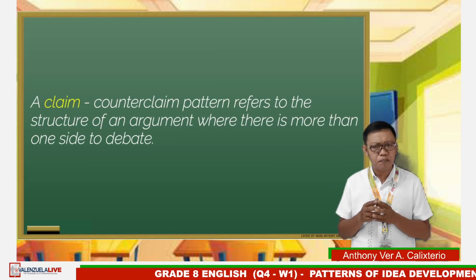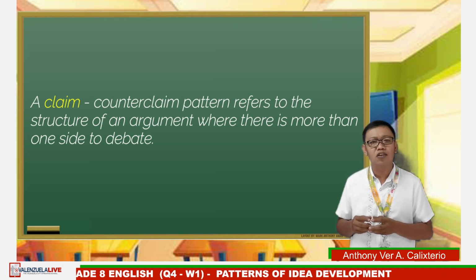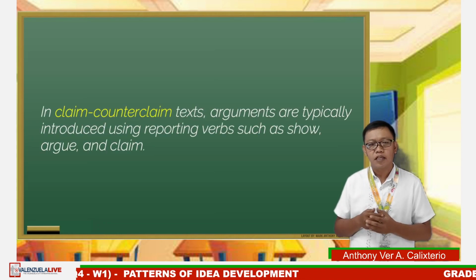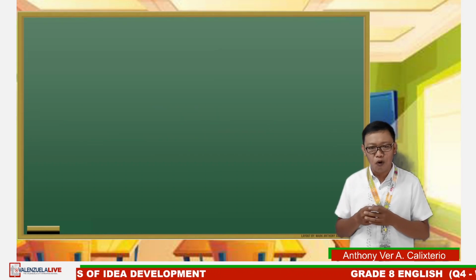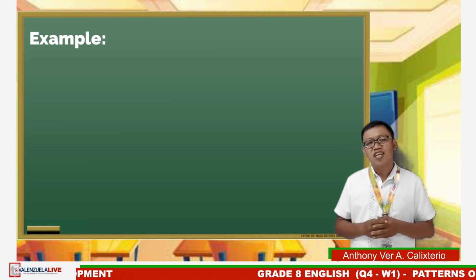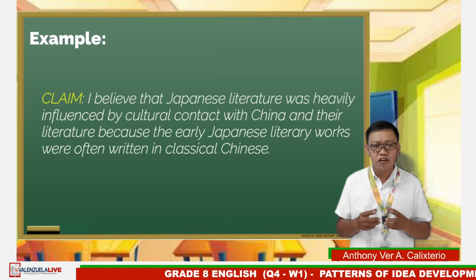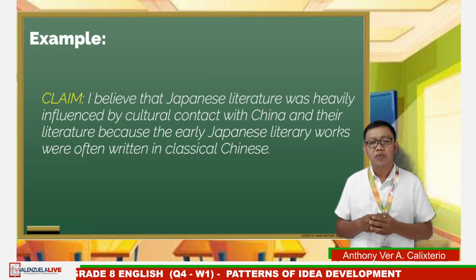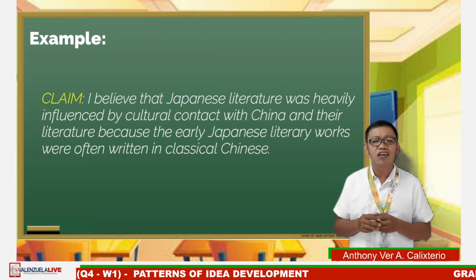A counterclaim pattern refers to the structure of an argument where there is more than one side to debate. It is very common in academic writing. In claim-counterclaim texts, arguments are typically introduced using reporting verbs such as show, argue, and claim. Example, this is a claim. I believe that Japanese literature was heavily influenced by cultural contact with China and their literature because the early Japanese literary works were often written in classical Chinese.